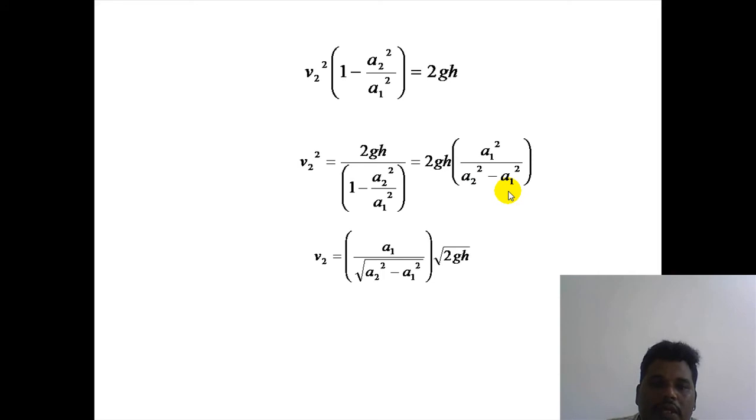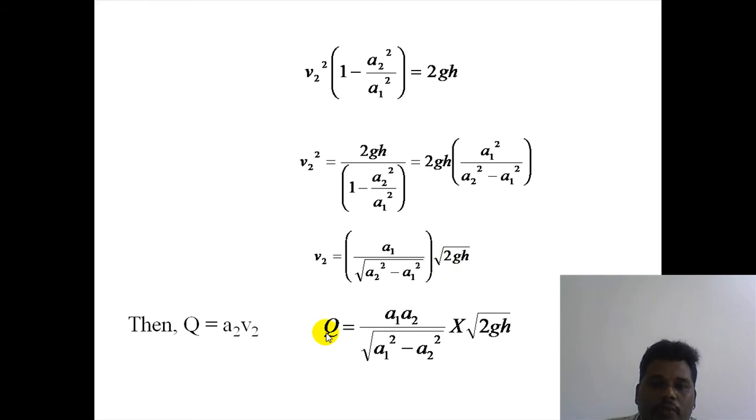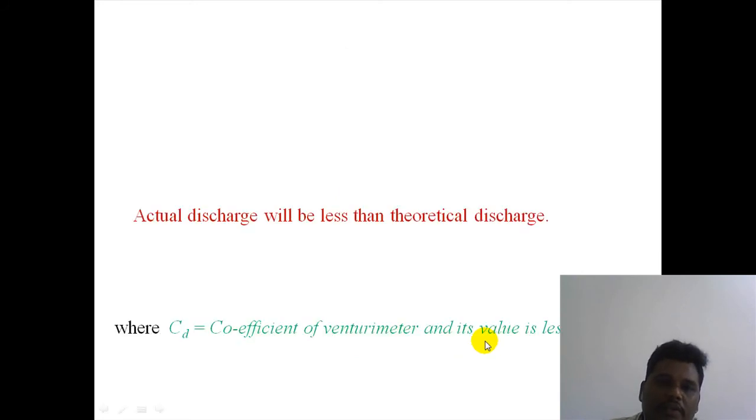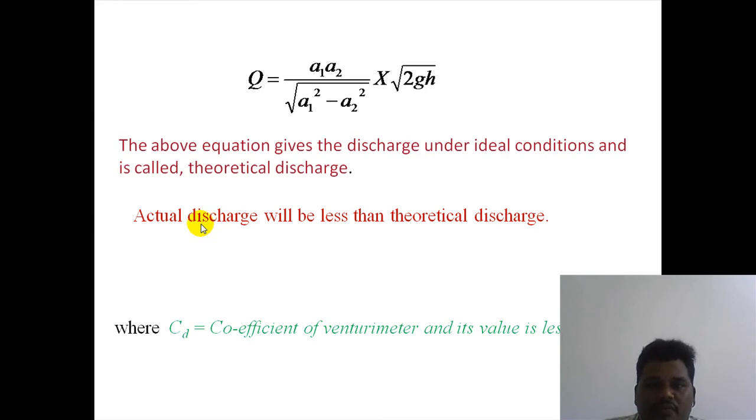Now we know that Q is equal to A2 V2. Multiplying V2 with A2, we get the discharge, since V2 multiplied with A2 is nothing but Q. So Q is equal to A1 A2 divided by the root of A1 square minus A2 square, multiplied with root 2GH.